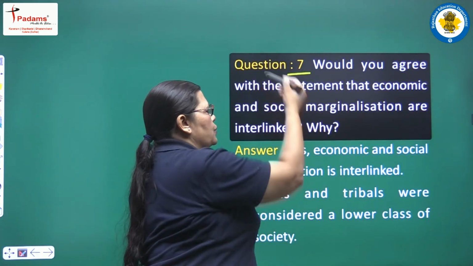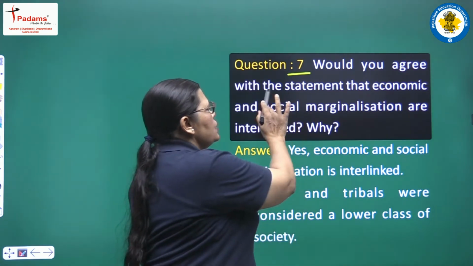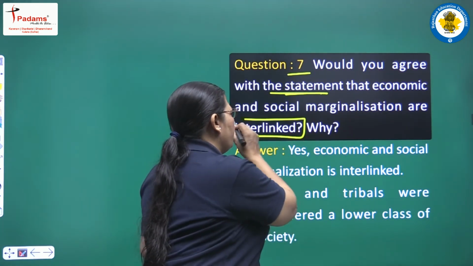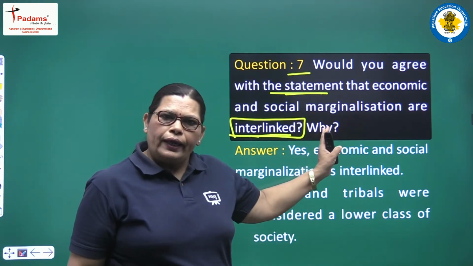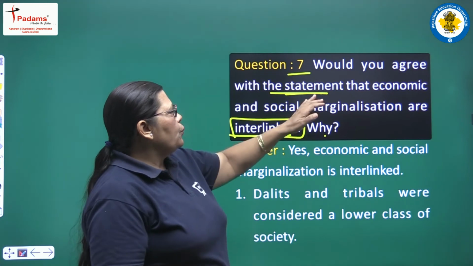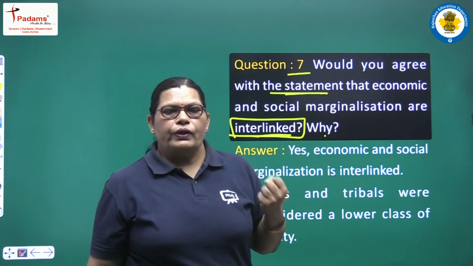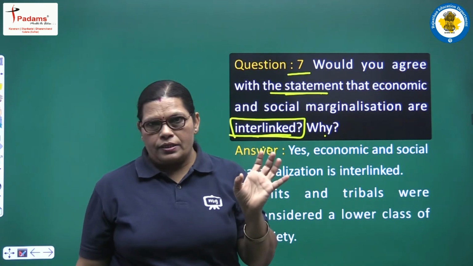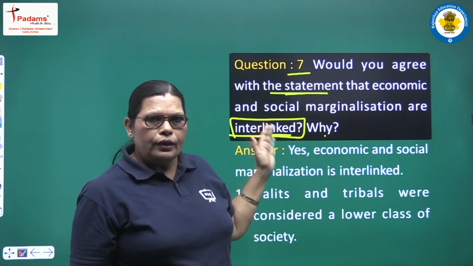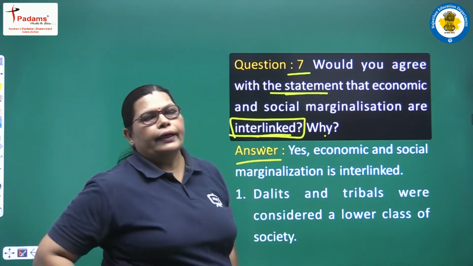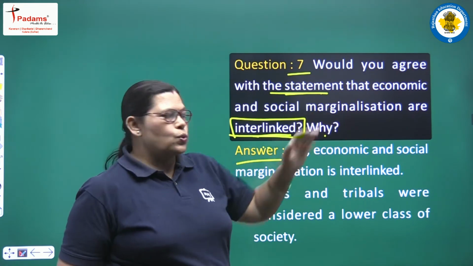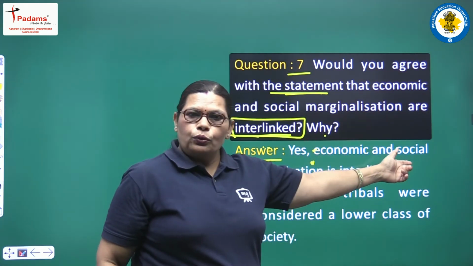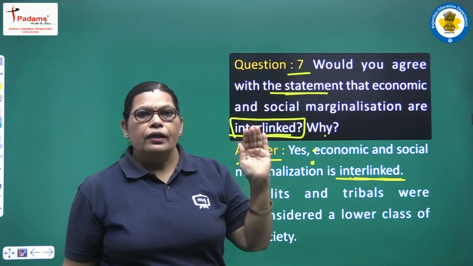Here is our next question, question number 7. Would you agree with this statement that economic and social marginalization are interlinked? And if you agree, then give reasons why you agree with this one. See, we noticed on the basis of economic level, on the basis of education level, on the basis of the society level, these are the important interlinked things. So we will write our answer based on this statement and based on our chapter reading knowledge. Yes, economic and social marginalization is interlinked. First one, we will correlate economic to social marginalization, and we will give our reasons for this one.